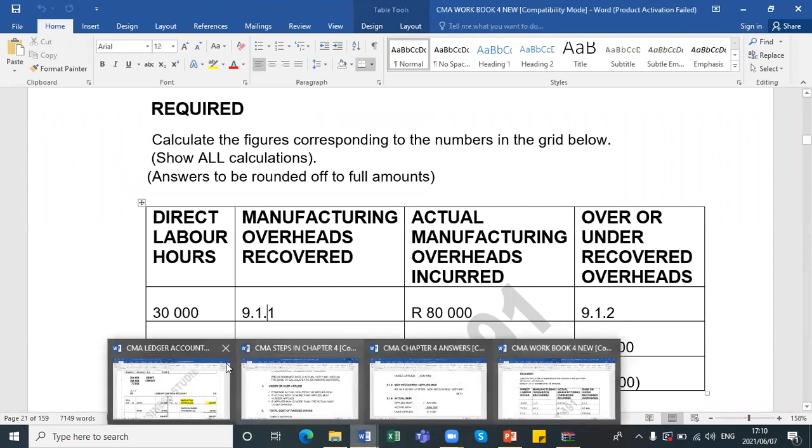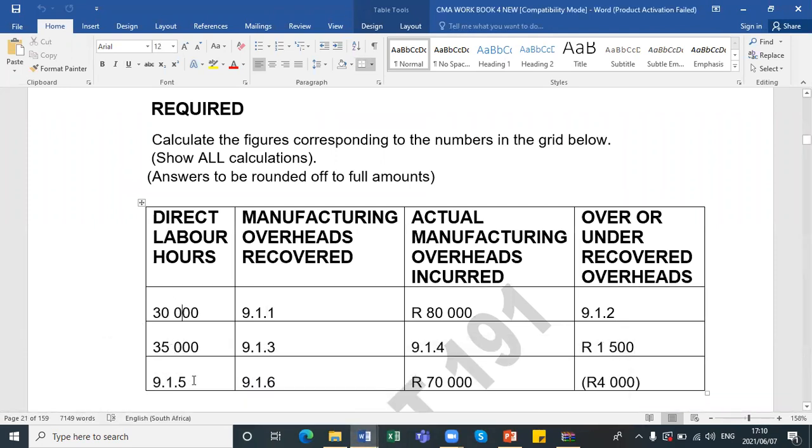In 9.1.5, they want your direct labor hours, and in 9.1.6. Now, if you look at 9.1.1, we worked forward. So therefore, we multiplied. We took my predetermined rate of 2 Rand, multiplied by 3,000. That's working forward. Now, we're going to have to work back.